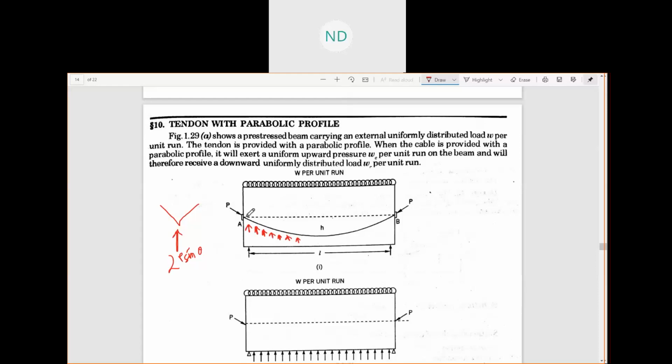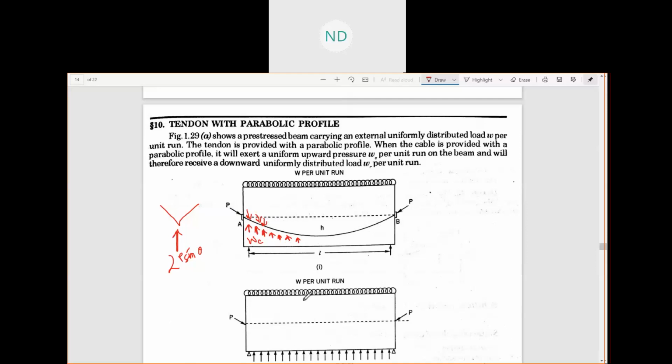So what will happen? Due to this load, what is happening? This load is acting per unit run, the external load W. So this WC, these upward pressures, are going to resist these downward loads. This W which is acting per unit run is going to be resisted by this WC, which is the reaction given by this parabolic profile. Okay, and so this is going to counterbalance the loads.